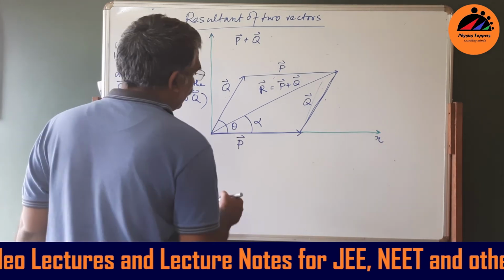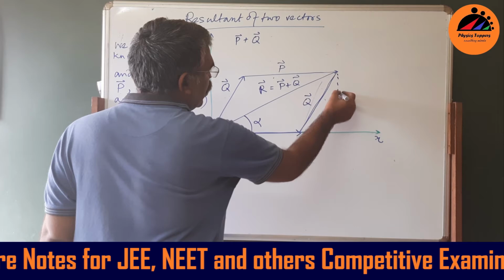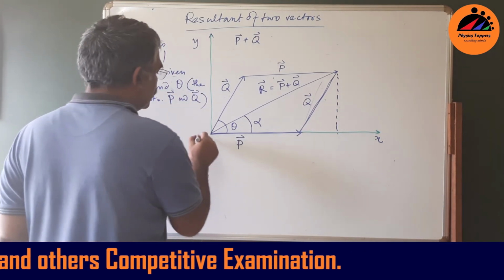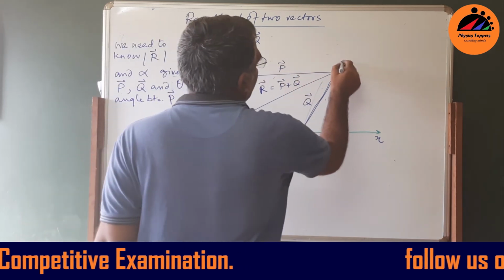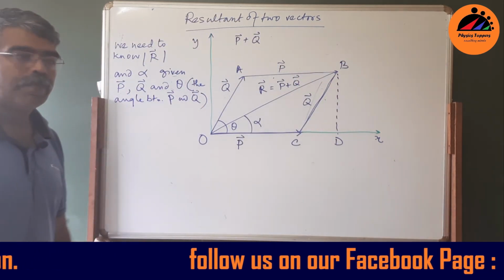Never mind, that's okay. Now first do one thing, just drop a perpendicular from this point to this point, right? Just name them. So this is O, this is A, this is B, this is C, and suppose this perpendicular is D. Okay.